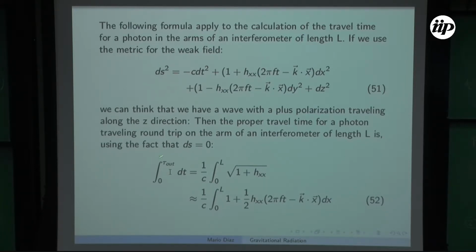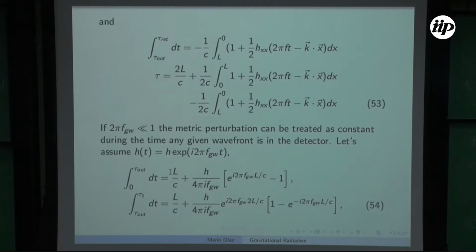All we need to do is integrate here, and this is going to give us the travel time. So we do an integral in one direction. This is going to be like this. And then we look at the return because it bounces off, and it's going to be given by this expression, and this is the result that we got.